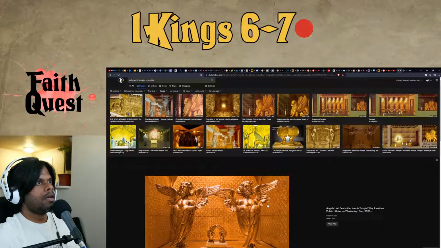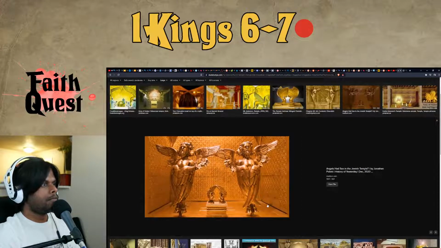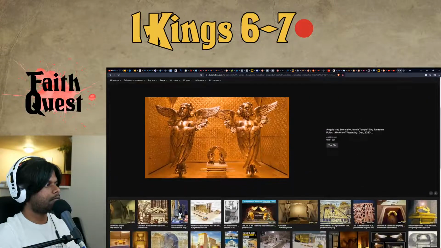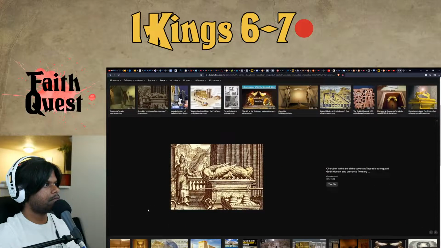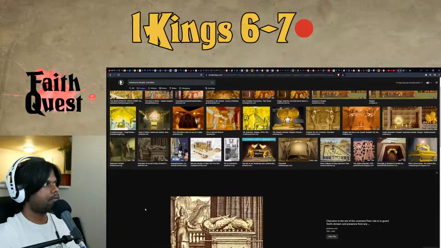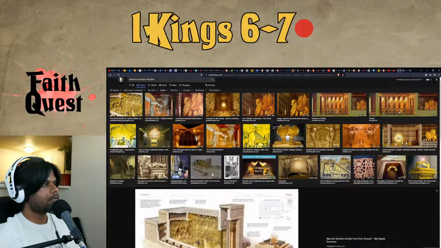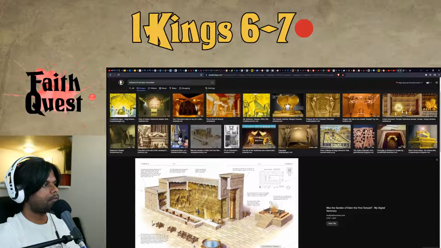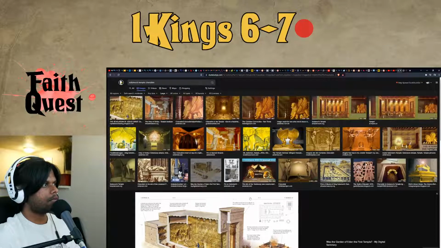For the entrance of the inner sanctuary, he made doors of olive wood. Man, imagine that. The lintel and doorposts were 1/5 of the wall. The 2 doors were of olive wood, and he carved on them figures of cherubim, palm trees, and open flowers, and overlaid them with gold. And he spread gold on the cherubim and on the palm trees.